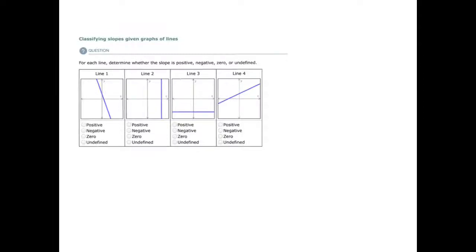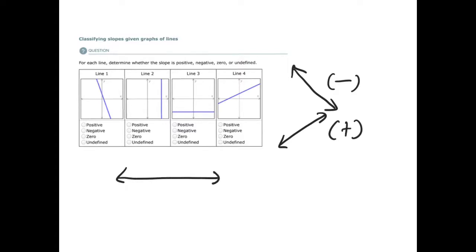Classifying slopes given graphs of lines. For each of these lines, determine whether the slope is positive, negative, 0, or undefined. Any slope that goes downward from left to right is going to be a negative slope. Any slope that goes upward from left to right is going to be a positive slope. Any horizontal line is going to be a slope of 0, and any vertical line is going to be undefined.